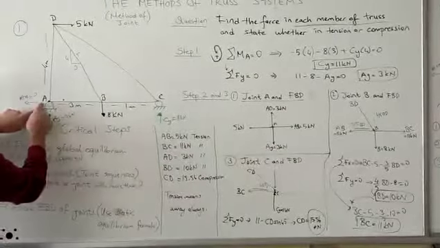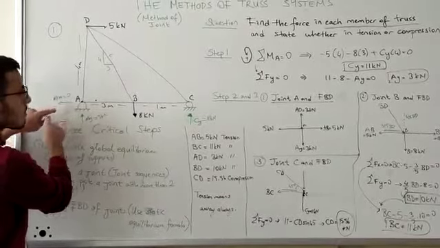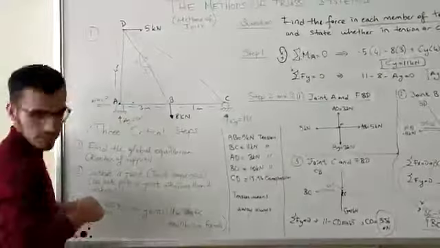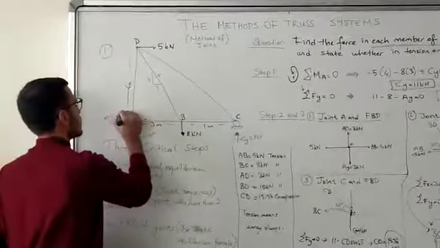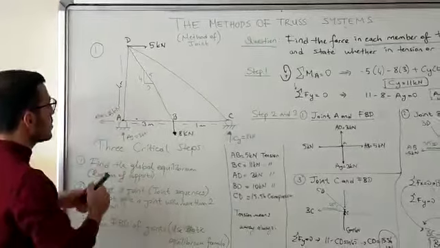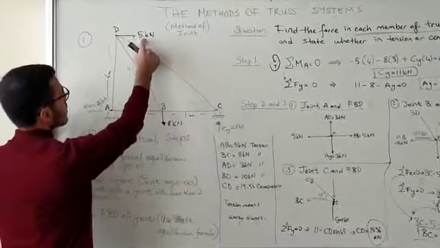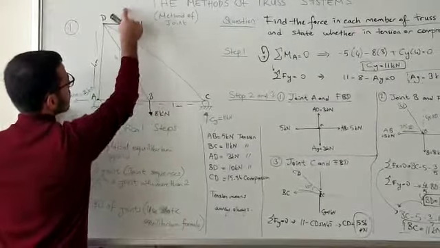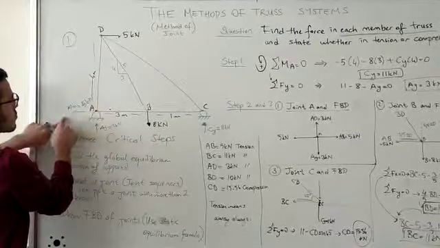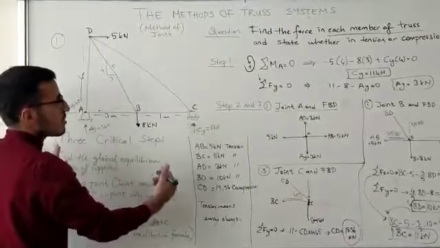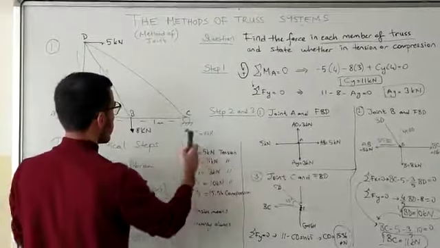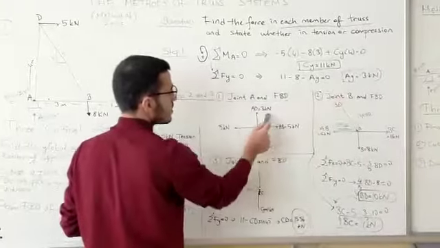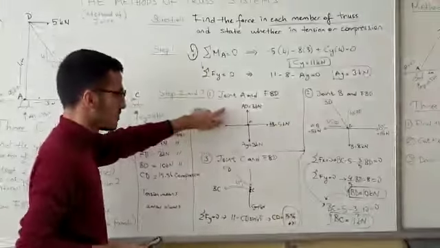Here, there is nothing else except the applied forces. Here must be 5 kilonewton. This is the positive x direction, 5 kilonewton. The Ax must be 5 kilonewton because they are in equilibrium. And if we find Ay is 3 kilonewton here, the AD must be 3 kilonewton here.